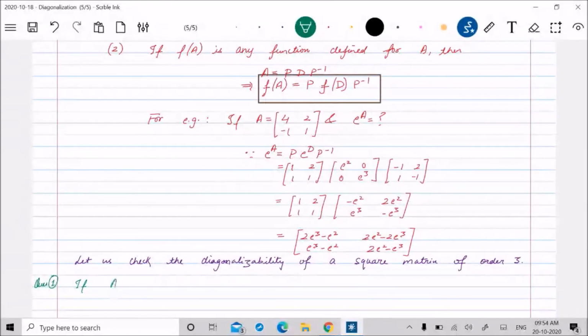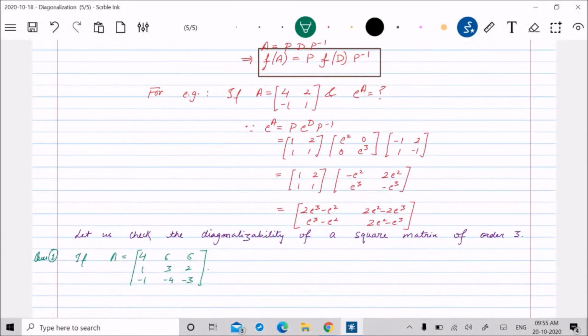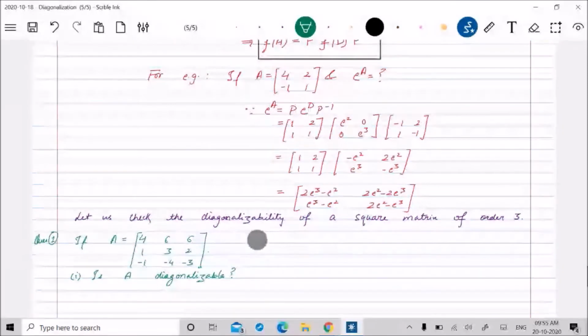If the matrix is given, this is a 3 cross 3 matrix: 4, 6, 6, 1, 3, 2, minus 1, minus 4, minus 3. This is the matrix here. Right? The first part asks: is A diagonalizable? This is the question. You have to answer it in yes or no.